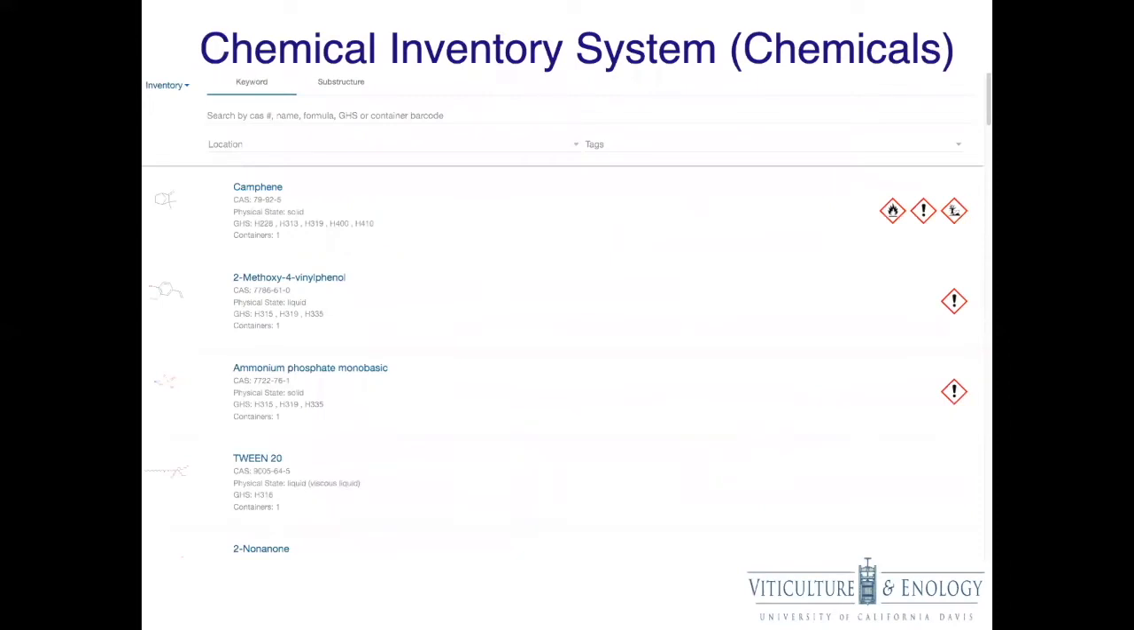Chemicals is the online tool for a lab's chemical inventory. It can be accessed through the ehs.ucop.edu site referenced earlier. The chemical inventory will show you the name, location, and hazards of each chemical in the laboratory.